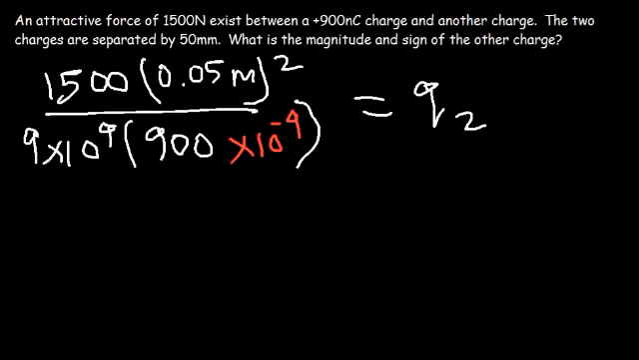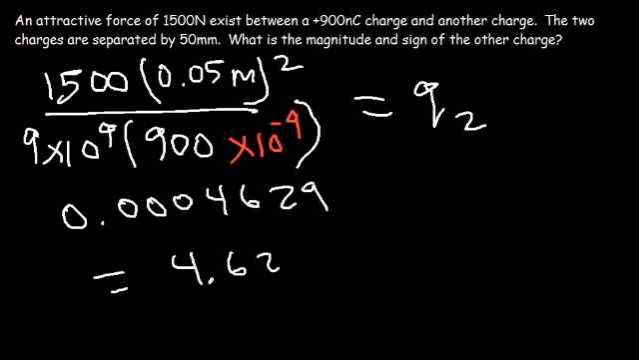So you should get 0.0004629, which is the same as 4.629 times 10 to the minus 4 coulombs. Now we could have canceled these two, the 10 to the 9 and 10 to the negative 9.